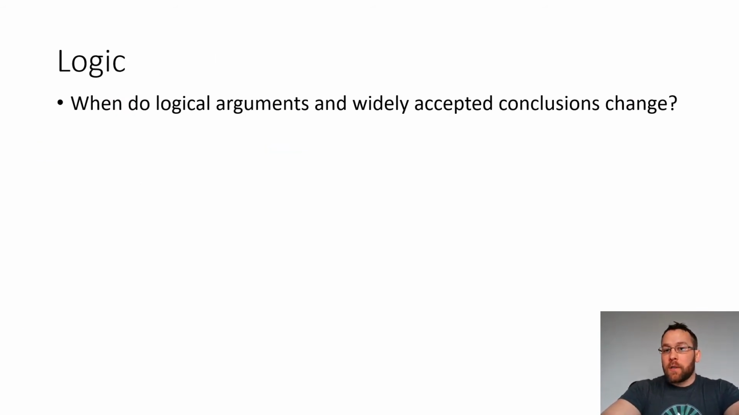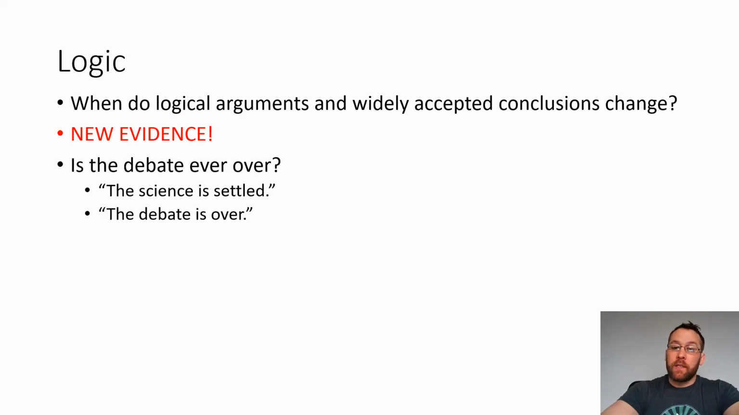All right, when do logical arguments and widely accepted conclusions change? When there's new evidence interjected into the conversation. So if I was a king who was able to censor speech, which, just for politicians, not for anybody else, not that I would want to, but if I could, these are two of the statements I would make it illegal for politicians to say, right? They say things like the science is settled or the debate is over. Those statements are never true, all right? And we know they're not true because new evidence is always being interjected into the conversation.